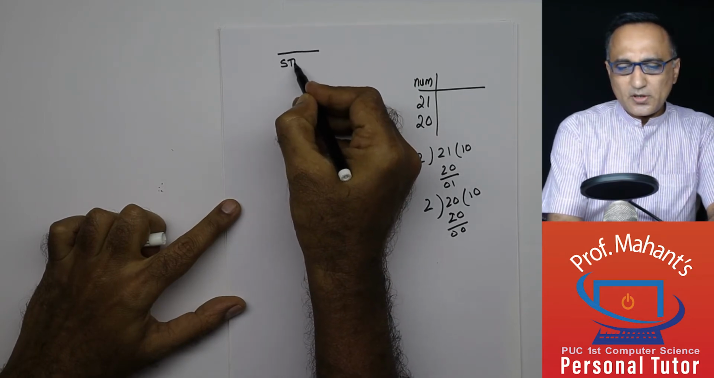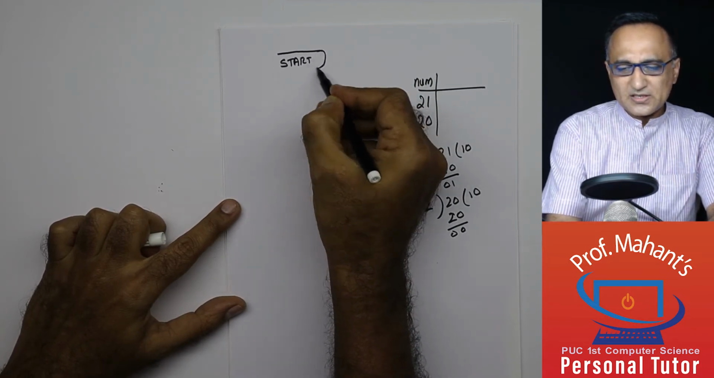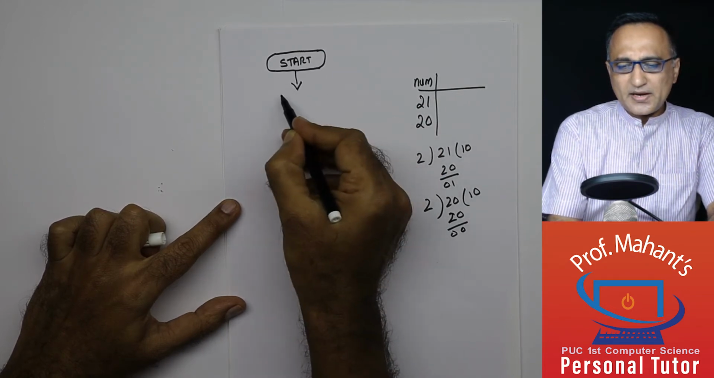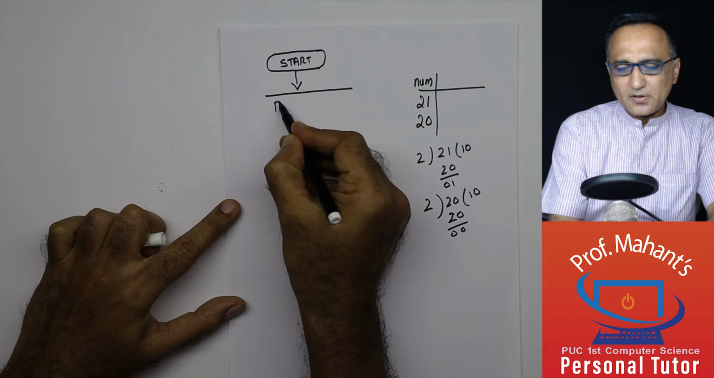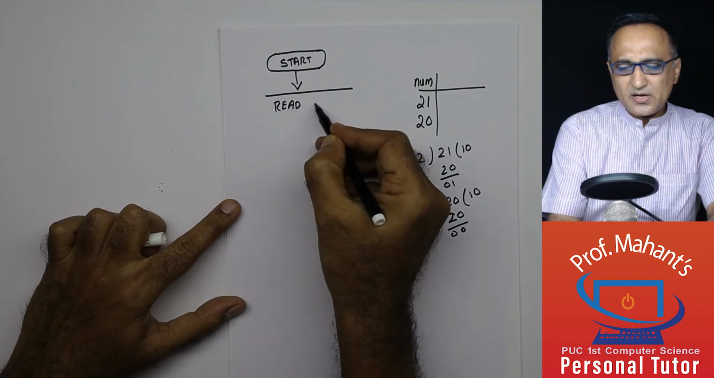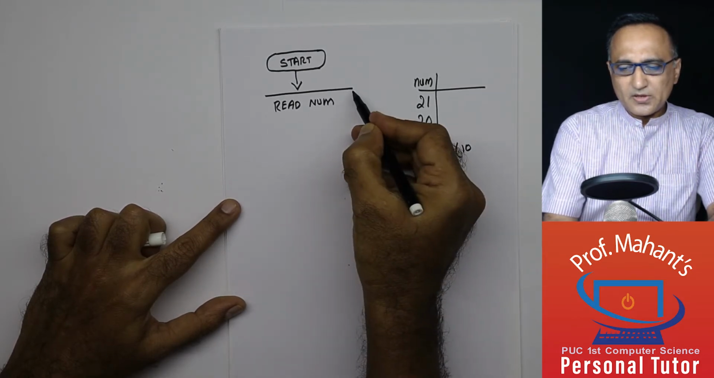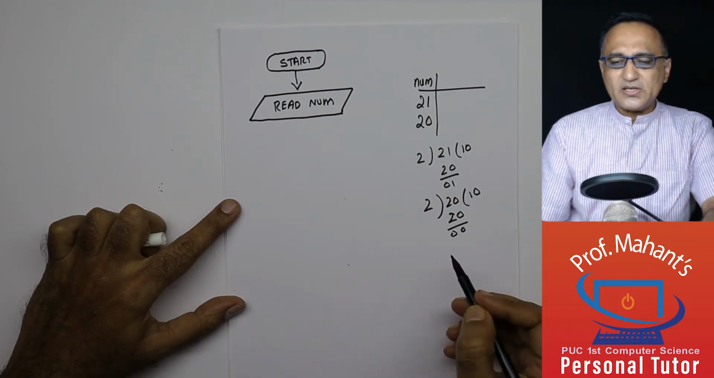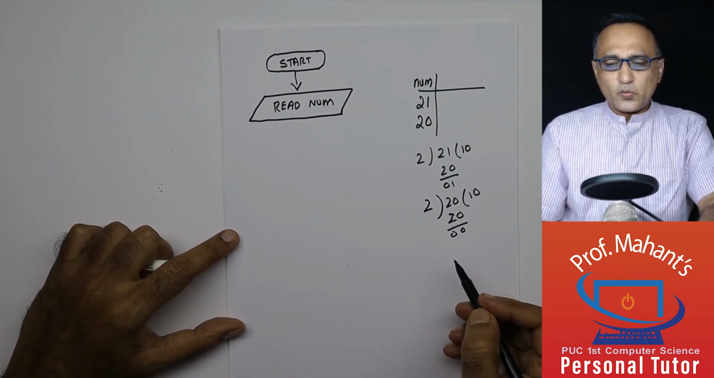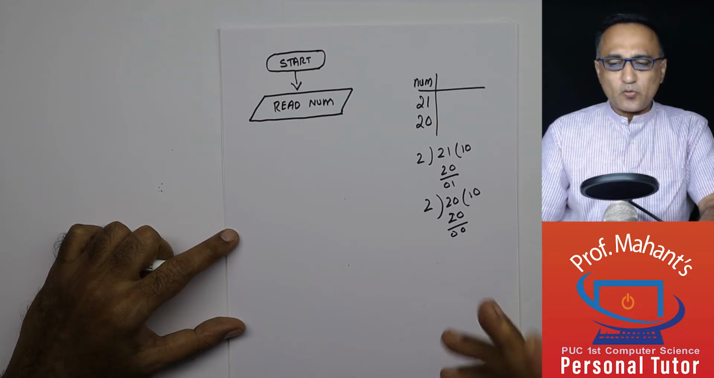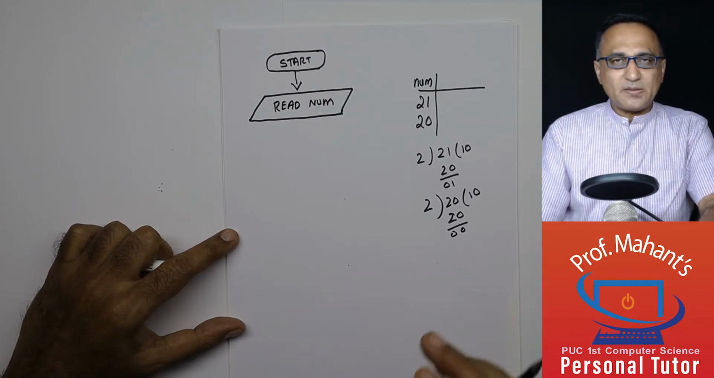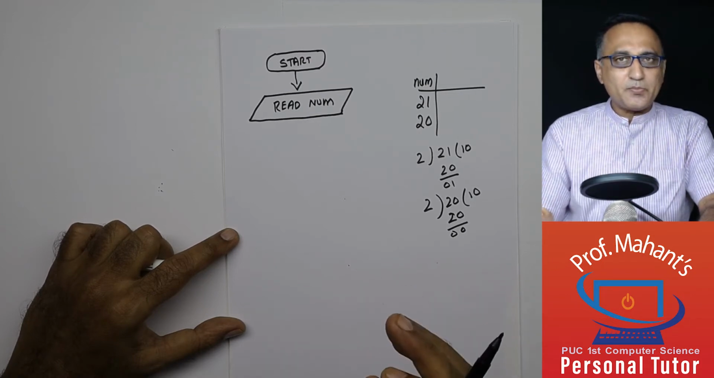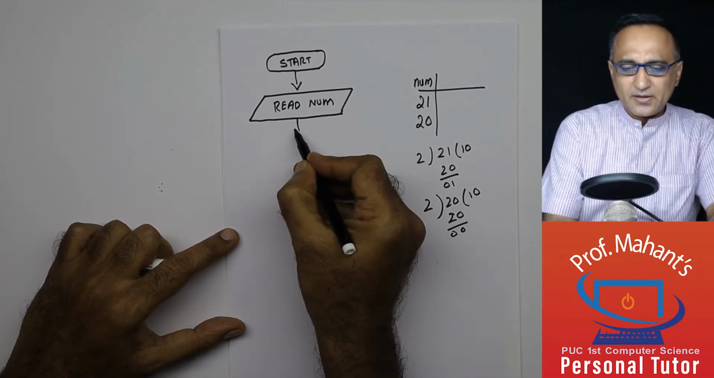As usual, the first step is to have this start box. Then what do I need to do? I need to read a number, so I say read number. Once I read a number, I need to use a decision box. When I use a decision box, there are only two options here. The number can either be even or it can be odd. It can never be both at the same given time.